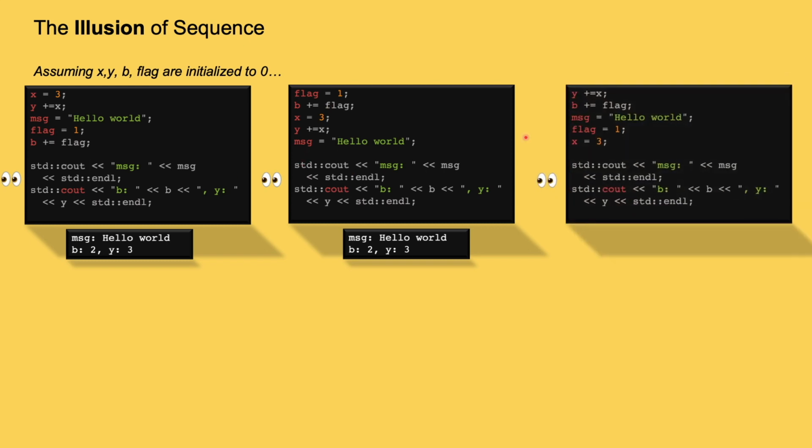Now let's look at another reordering. So here we moved this y plus equal to x all the way to here, and then b plus equal to flag all the way here. And what happens is that this reordering is not valid anymore. Once you run this, the value of b would be 0, the value of y would be 0, which is not the valid output that we expected if the sequence was forced.